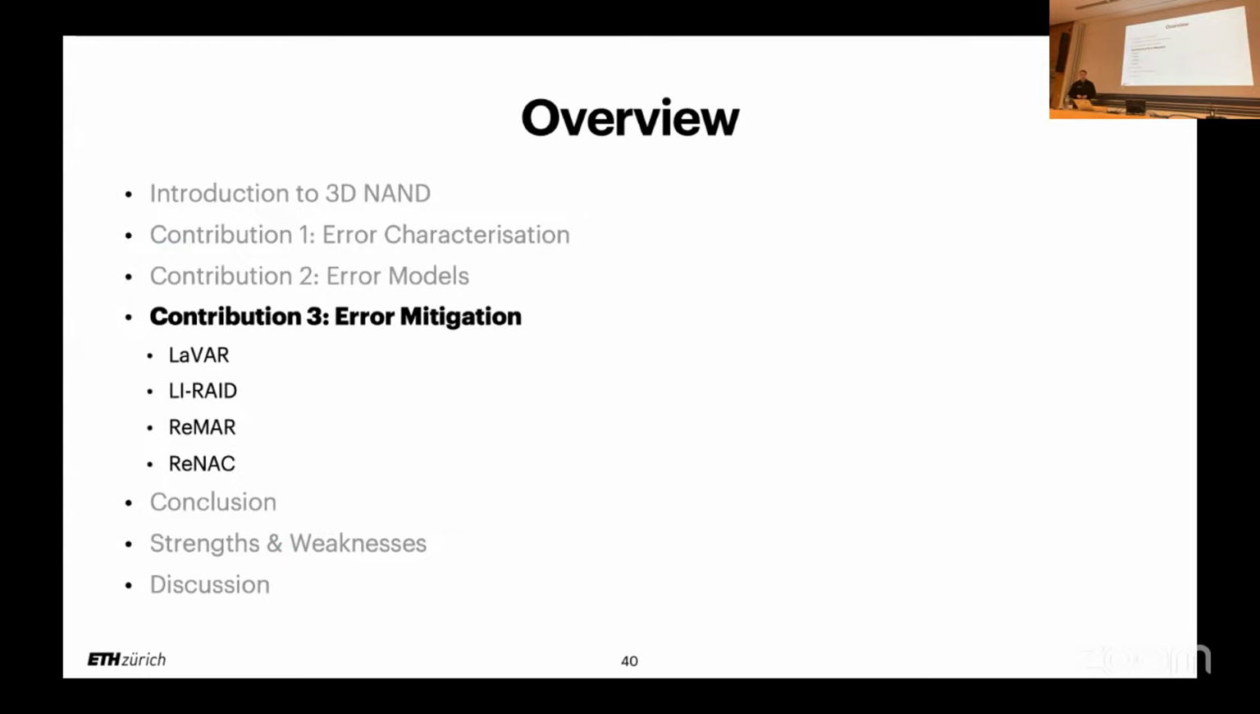Moving on to the mitigation techniques. Let me just quickly pause. Okay.